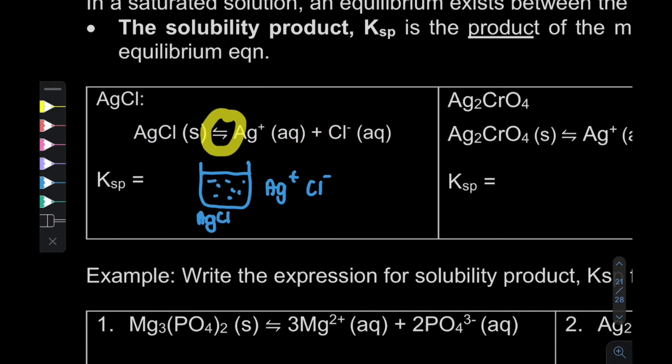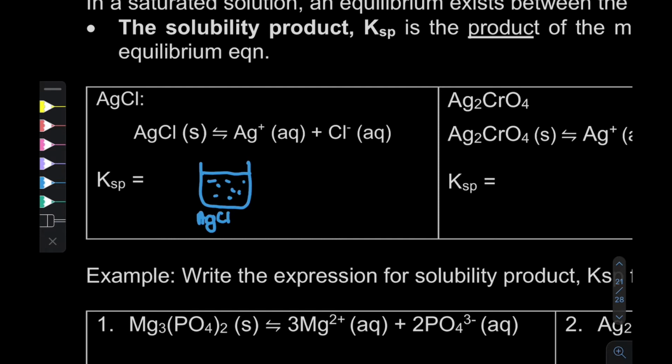Dia bukannya interchangeable. Contohnya kalau kamu buat solution ni kan, tiba-tiba je dia dah solution, tiba-tiba boleh dapat solid balik. It's not. It's just that kita kata dia in equilibrium because all the concentration here semua ni constant sahaja. So that's why lah.